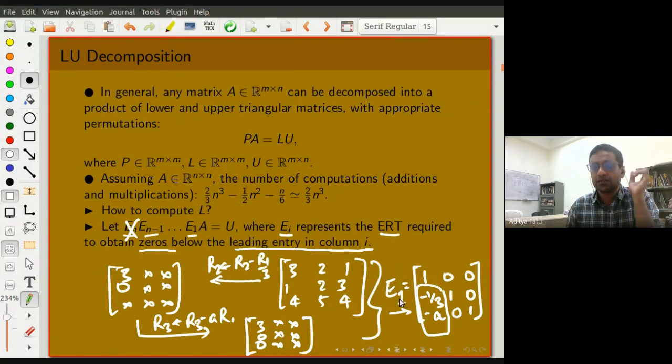Okay. So then how many such E matrices will be required at max? Exactly, if the matrix A is of size n by n, the matrix U will also be of size n by n and it will be upper triangular. So in order to transform A into U, if Ei is going to do the required transformation for column i, since A has n columns, we'll need at most n minus 1 such transformation matrices.